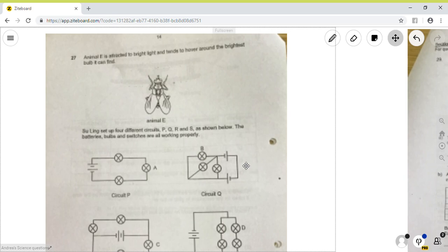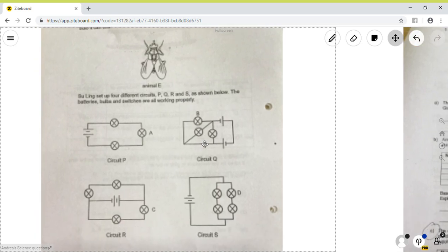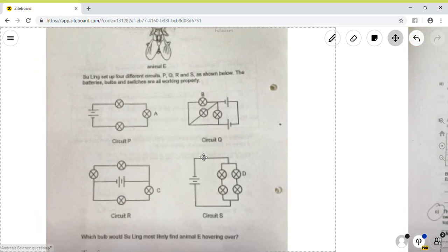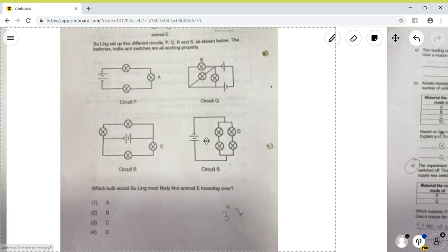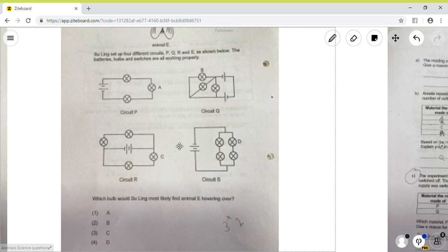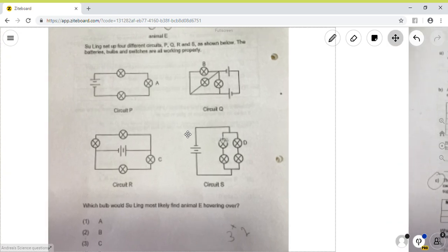Okay, let's take a look at this. Around the brightest bulb. Which bulb would Suling most likely find E hovering over? Bulb B. Okay, this one, let's see. So parallel.